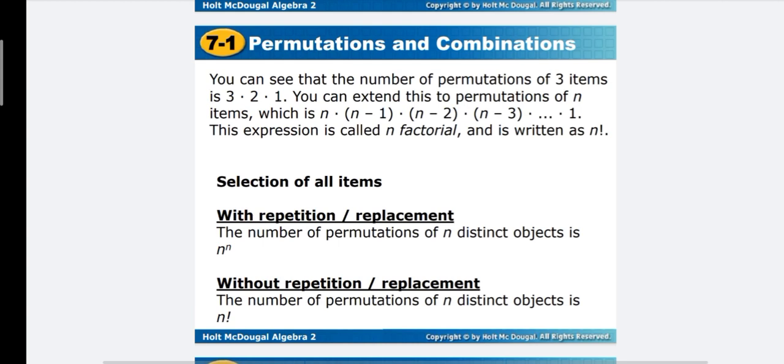Okay, the first one, selection of all items. For example, we have a formula. Actually you can use the formula, you can memorize the formula, or you don't need to memorize the formula, it's okay, if you understand how to find the permutation for the set of objects. There are 2 cases: either we use all the items or we only use some of the items. Let's say the first one, if we select all items. For example, we have the 3 letters A, B, C. We want to use all the 3 letters to make the arrangement, or to make the permutation. So we want to use all three.